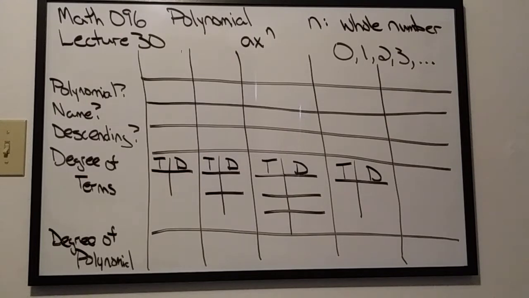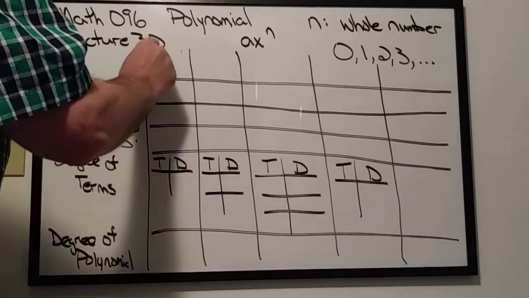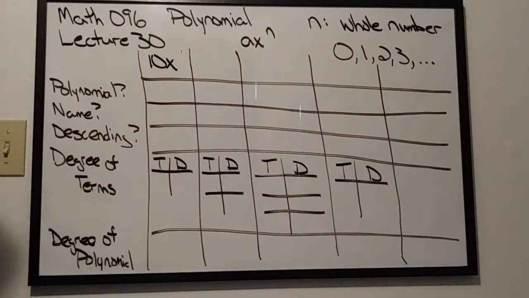So let's go ahead and check out the table that I've given to you. In this table, we're going to look at a whole bunch of different things associated with polynomials. So let's go ahead and fill in the first column. I'm going to give you the expression 10x at the top of that first column. So go ahead and write that up there. And then the first question is, is this a polynomial?